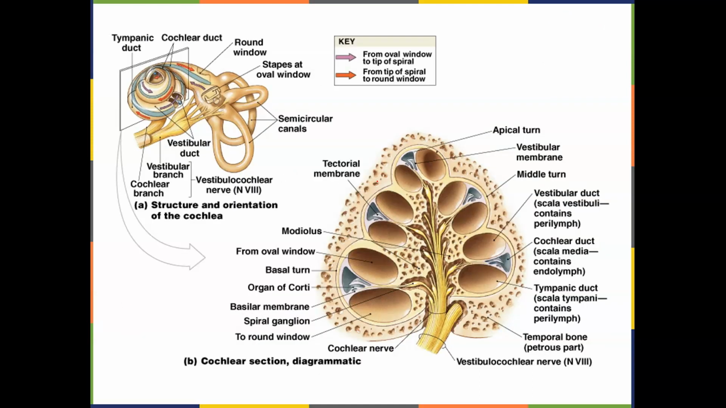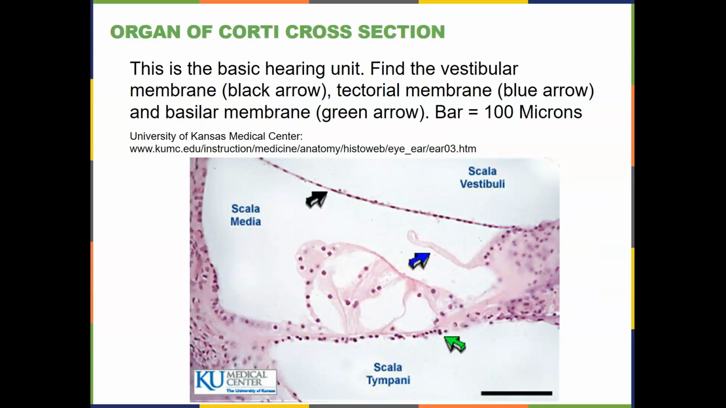The supporting cells, let's see, do I have a picture here of that? Yeah, here we go. Here is the scala media, scala tympani. Here is the tectorial membrane that overlies the little hair cells, which you can't see very well in this picture, but they're embedded here like this. All right. This tectorial membrane overlies the hair cells, and when vibrations come in, the tectorial membrane deflects the hair cells. So the hair cells, when you look at them in profile, look like this.